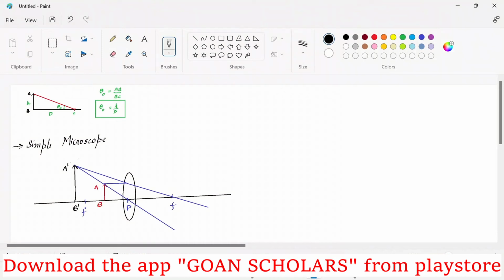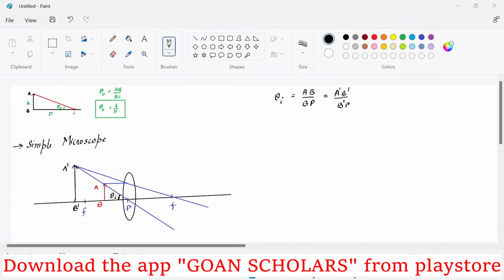Now what is the angle made by this image? That is this. So this is our theta I. Theta I is the angle made by the image. That will be equal to AB upon BP, or you can use A prime B prime upon B prime P. Same thing. If you take the smaller triangle, it will be AB upon BP, and if you take the bigger triangle, it will be A prime B prime upon B prime P. Okay, so theta I is AB upon BP, or you can write it as A prime B prime upon B prime P.